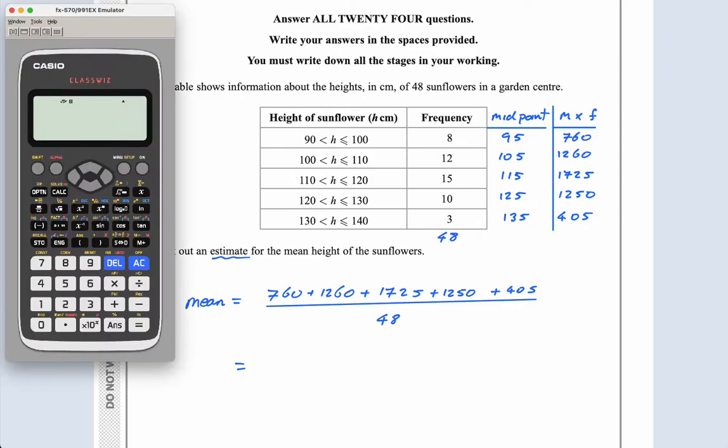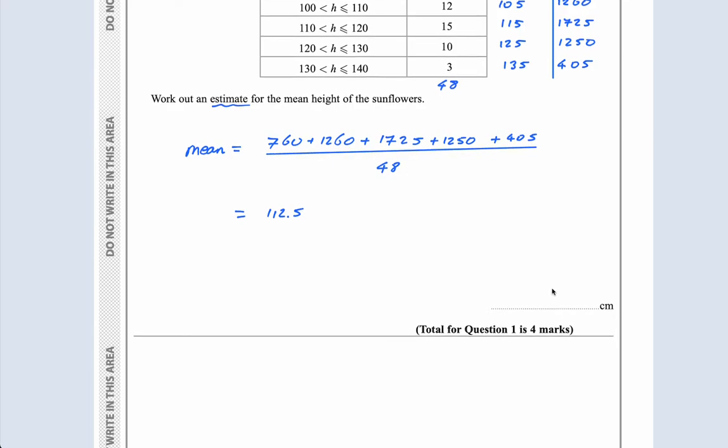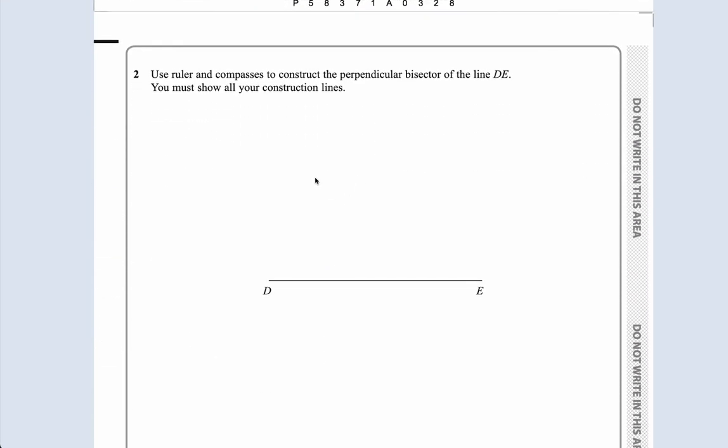Now let's make sure I type it in correctly. So this is 760 plus 1260 plus 1725 plus 1250 plus 405, all divided by 48. I get this, which is equal to 112.5, and that is the correct answer. 112.5, that's my estimate for the mean. 4 marks, not a bad start.